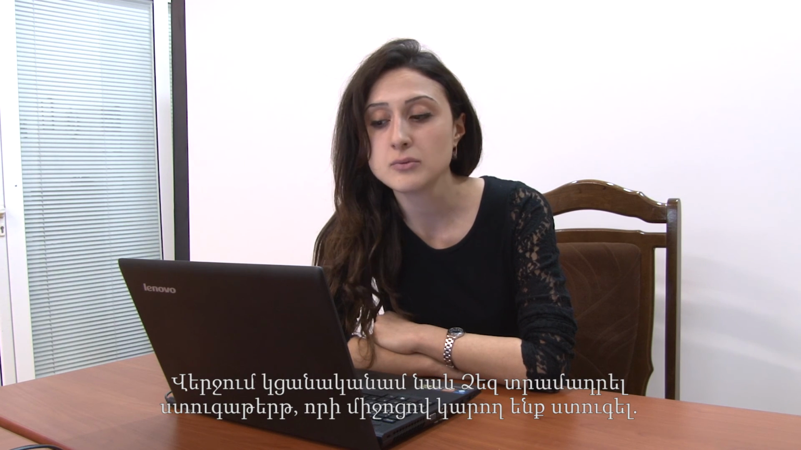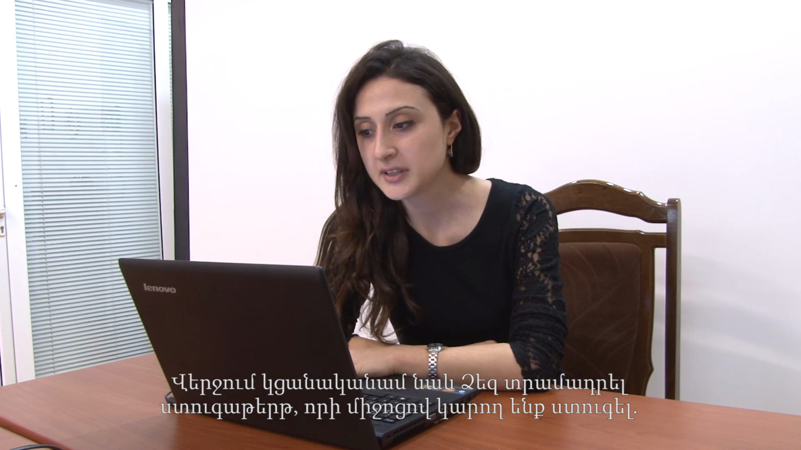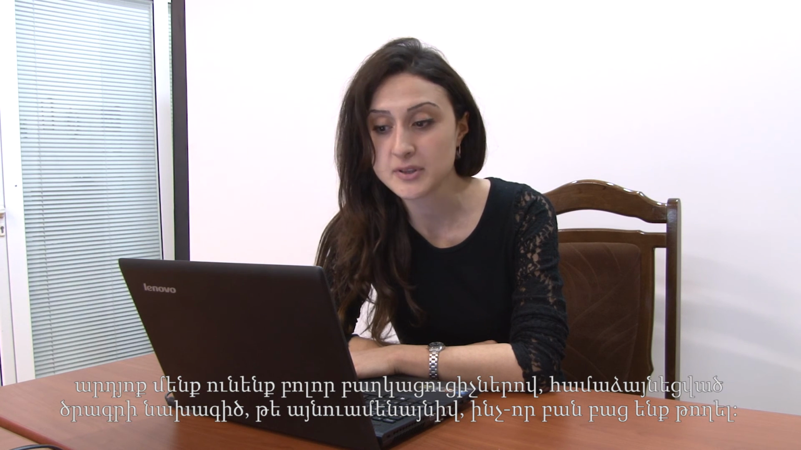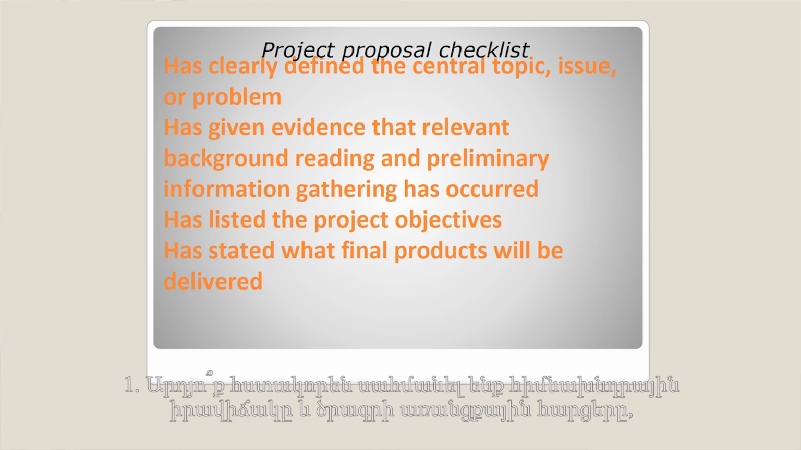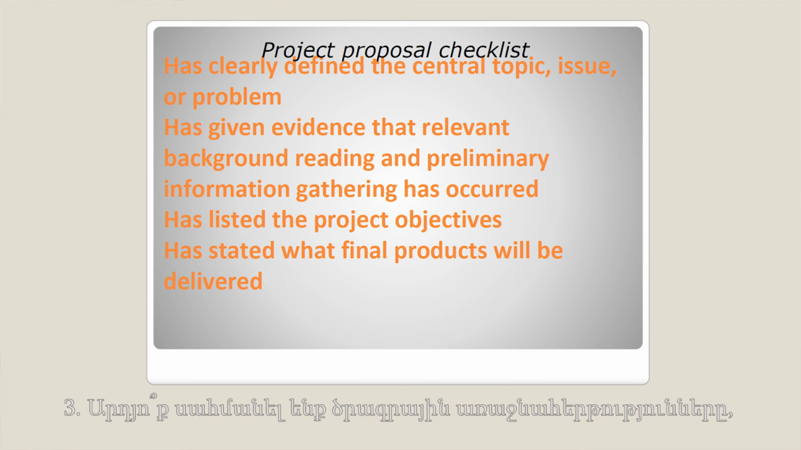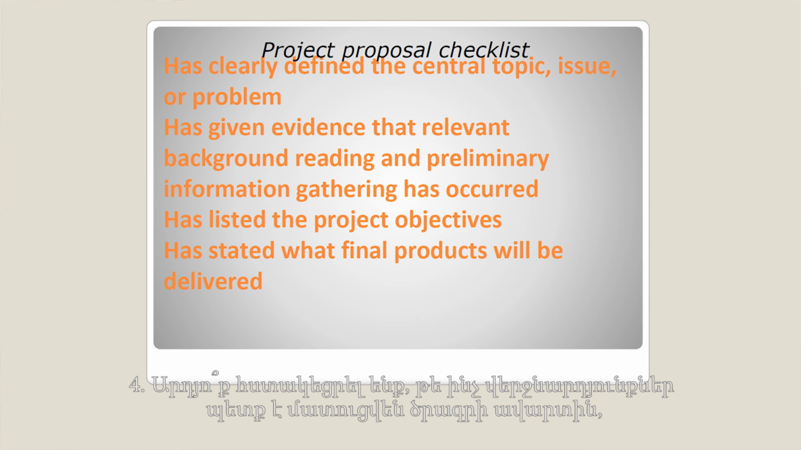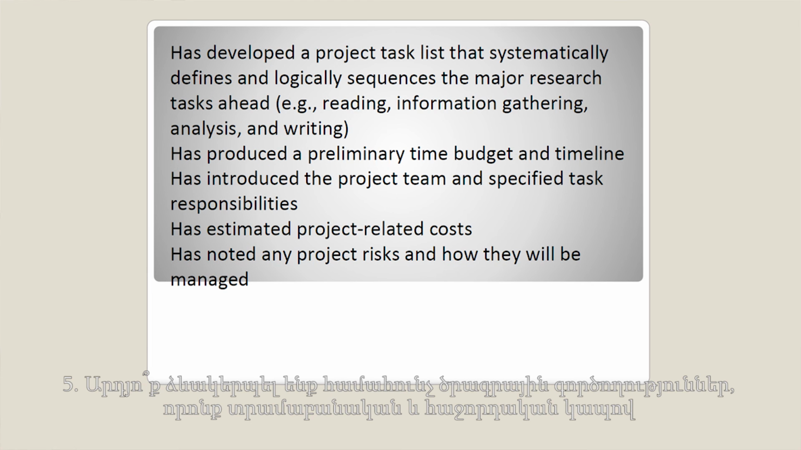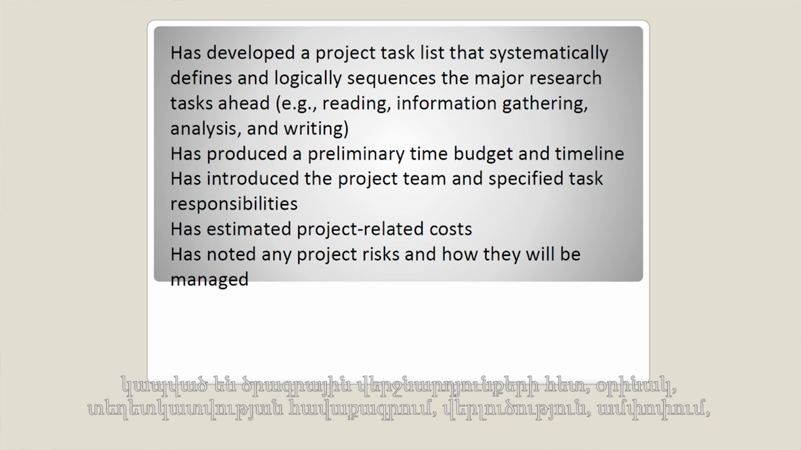And in the end, I would like to provide you with a checklist that will enable us to check whether we have prepared an adequate and comprehensive project proposal with all elements, or whether we have missed something. The first question: have we clearly defined the central topic, issue, or problem area? Have we given evidence that relevant background reading and preliminary information gathering has occurred? Have we listed the project objectives? Have we stated what final products will be delivered? Have we developed a project task list that systematically defines and logically sequences the major research tasks ahead? For example, reading, information gathering, analysis, and writing.